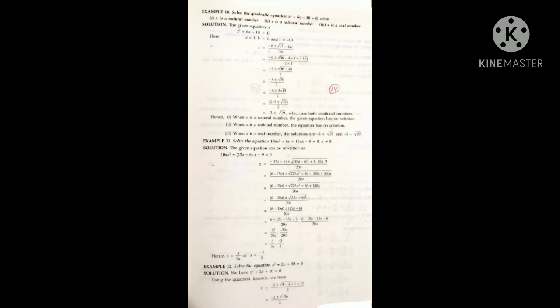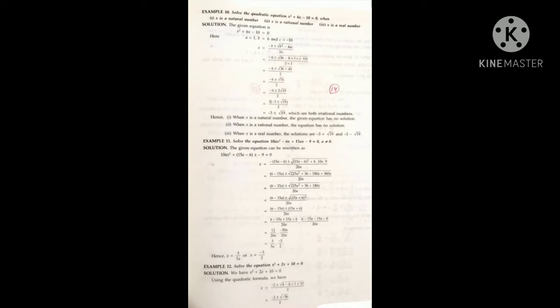Finally, we get the answer as x is equal to 12 by 20a and minus 30a by 20a, which will give x is equal to 3 by 5a and x is equal to minus 3 by 2. So finally we get the two roots of this given equation as x is equal to 3 by 5a and x is equal to minus 3 by 2. Right? So always proceed with patience. Do the sum, do the calculation step by step, and you will easily get the answer in the final step. Okay?